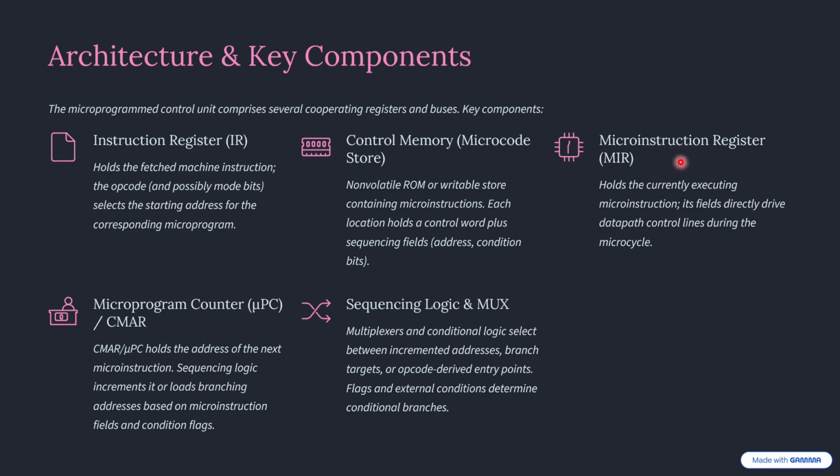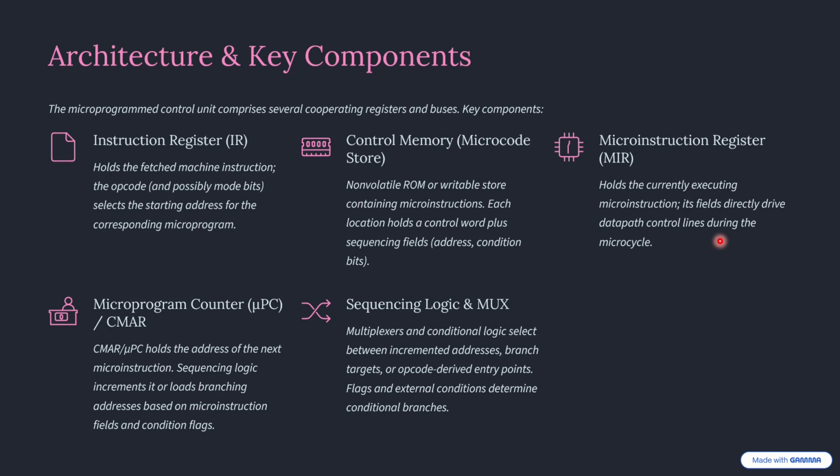The third thing is the microinstruction register or MIR. It holds the currently executing microinstruction and feeds directly to drive the data path control lines during the microcycle. The fourth component is the microprogram counter or CMAR. How it works: CMAR, the microprogram counter, holds the address of the next microinstruction.